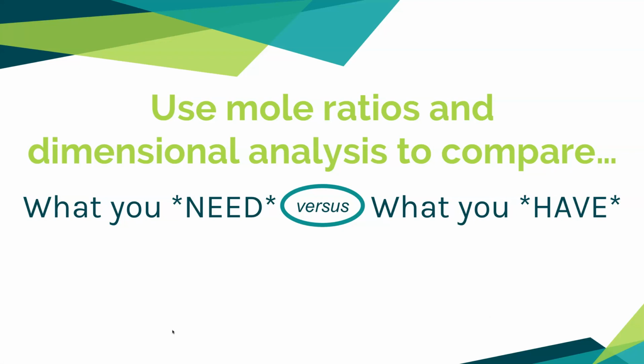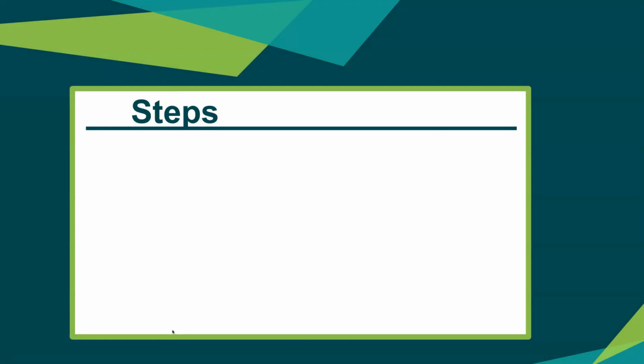So we are going to use mole ratios and dimensional analysis to compare the following. We need to know what we need versus what we have. The haves are the givens in the problem. The need is what you have to solve for. And then you compare the need to the have, and that will help you to figure out, is that reagent limiting or excess? All right, so let's get into the steps involved in doing this.